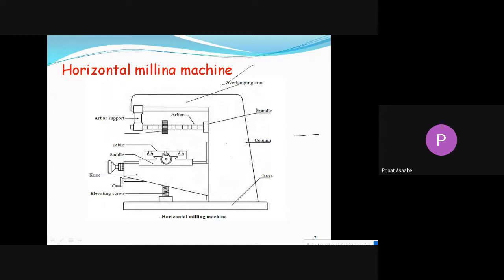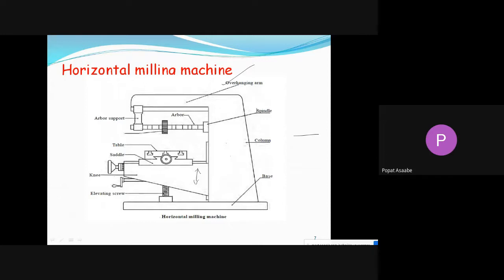Again, it has one knee. On the face of this vertical column, the guideways are provided. With the help of these guideways we can easily move the knee up and down. Here one handwheel is provided. With the help of that handwheel, or the elevating screw, we can easily move this knee up and down along the guideways provided on the face of your column.